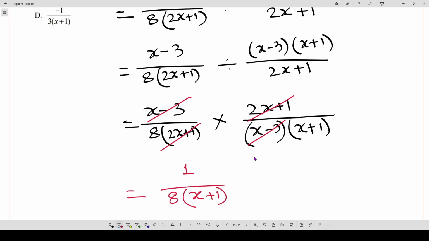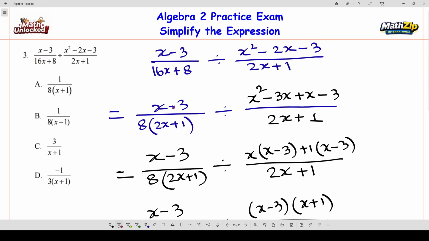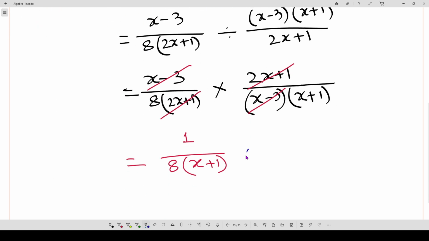So where is our answer? Option A, right? Option A, which is 1 divided by 8 times x plus 1. And this is our answer, option A.